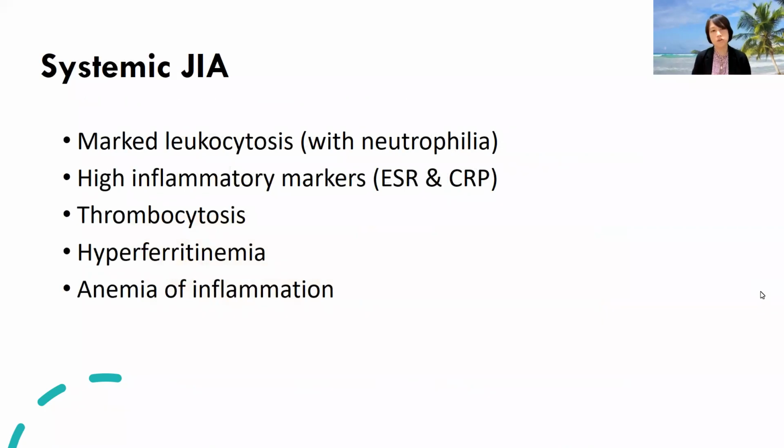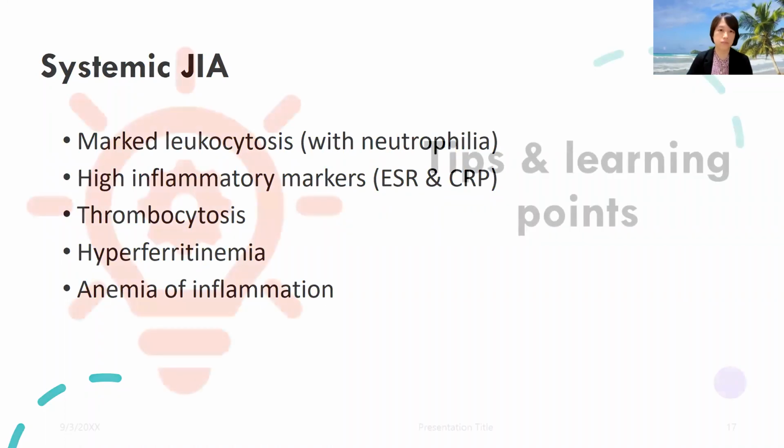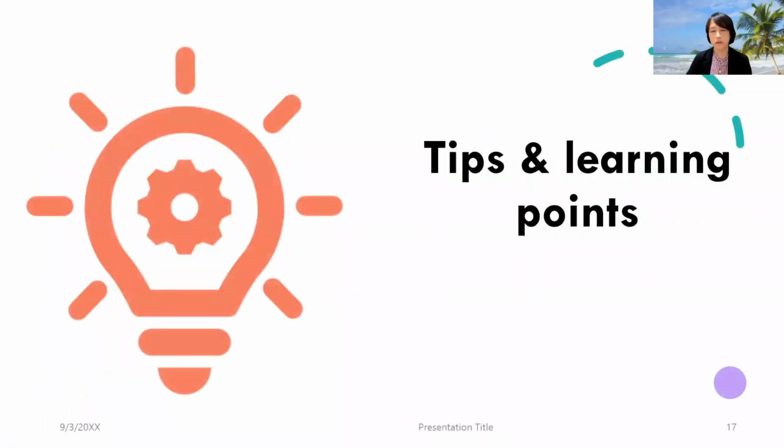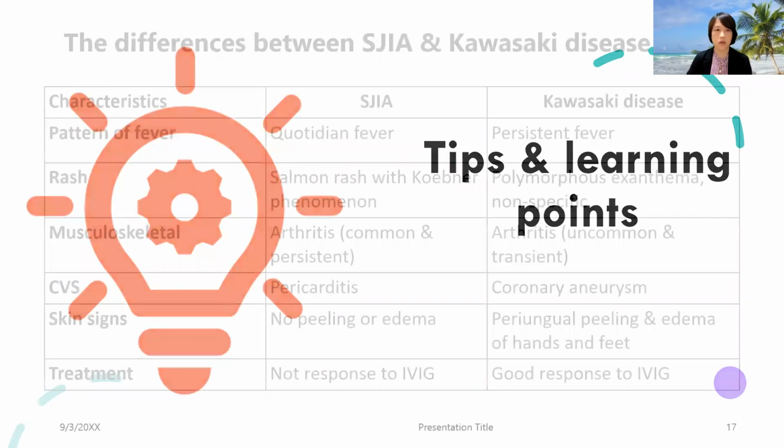The CBC will show marked leukocytosis with neutrophilia, high inflammatory markers with thrombocytosis, and a high ferritin level with anemia of inflammation. So, the tips and learning points of this case.